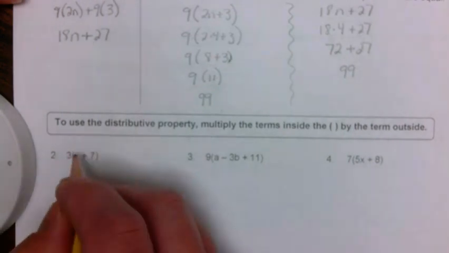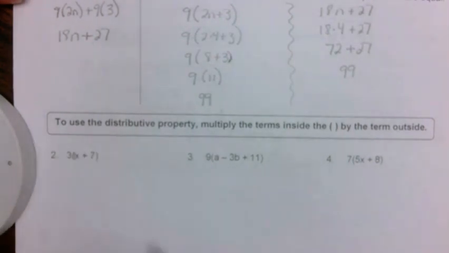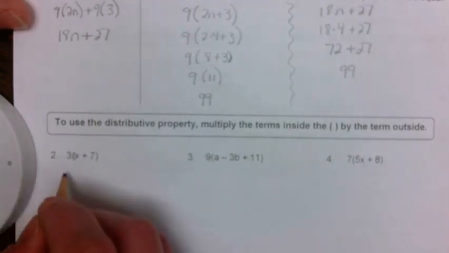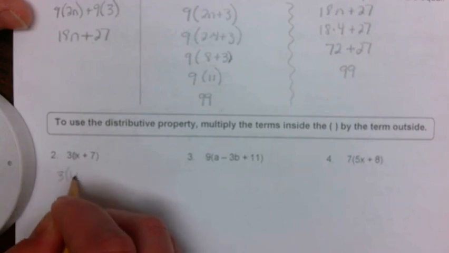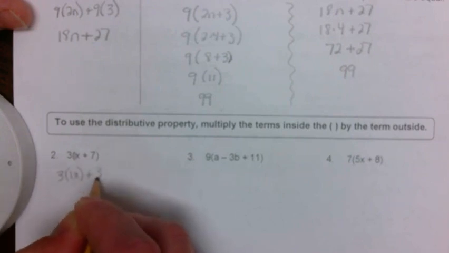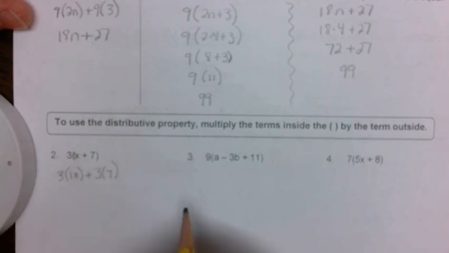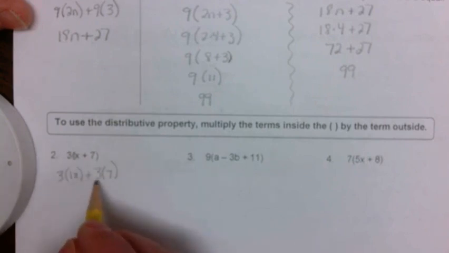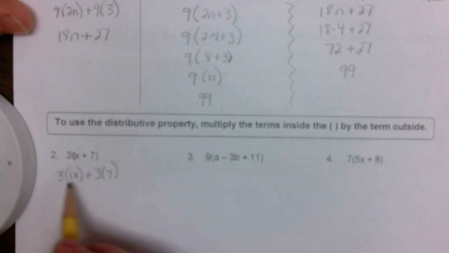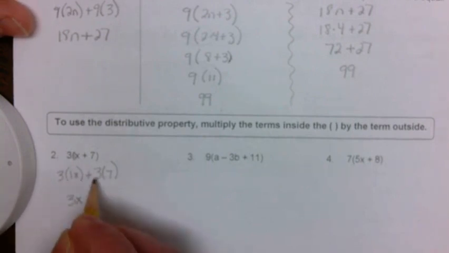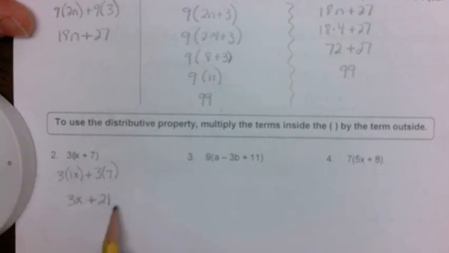Remember that x is the same as 1x, so you can put a 1 there if you would like. And when we distribute, that's going to say 3 times 1x plus 3 times 7. Okay, that's a positive 3, so we wrote plus 3 there. Now, when we do the multiplication, 3 times 1x is 3x, and 3 times 7 is a positive 21. So the equivalent expression would be 3x plus 21.